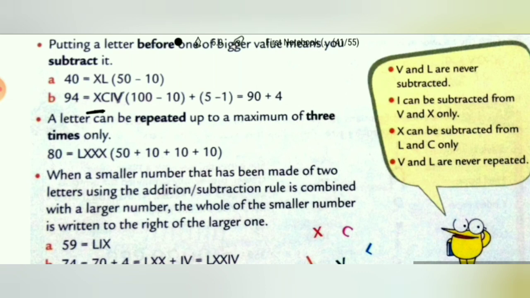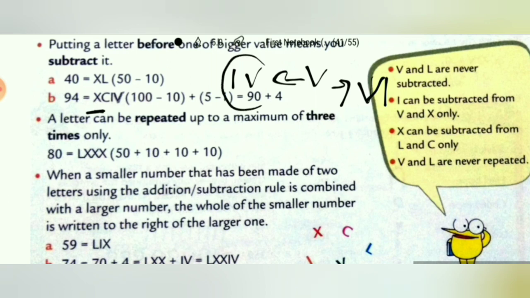Then 4. 4 means less than 5. 5 is V. If we write on this side, we will write like this; if we go this side, we will write like this. So here 5 minus 1 is 4. So we will take this 4. So XCIV.